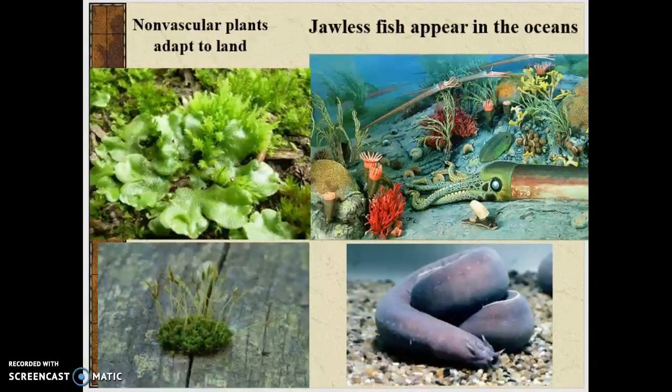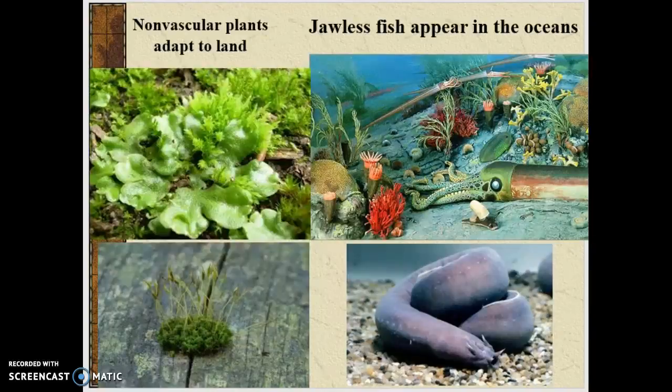Now in the ocean, we start to see the evolution of the jawless fish. So these things become predators, things that eat other things, but they have this suction cup type of mouth structure. Some of their descendants are still present on Earth today, the hagfish, the lamprey. These are jawless fish that roam the earth today that can trace their ancestral origin back to the Paleozoic era. That's when their ancestors first appeared.